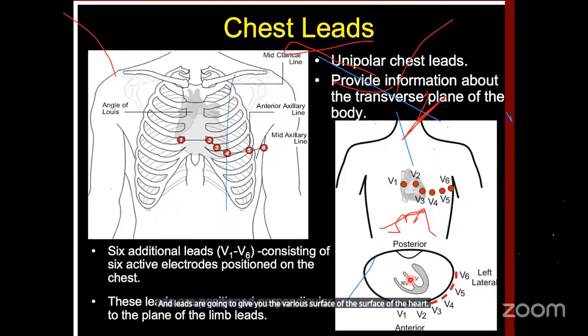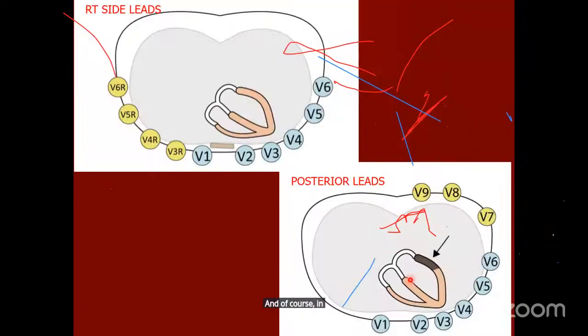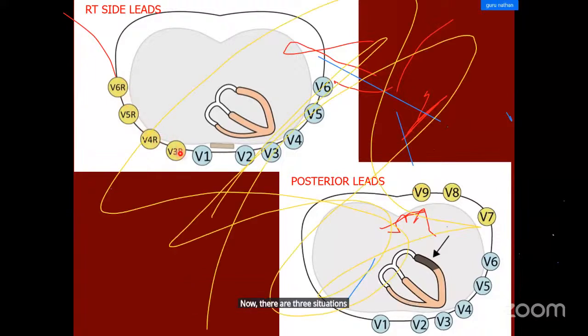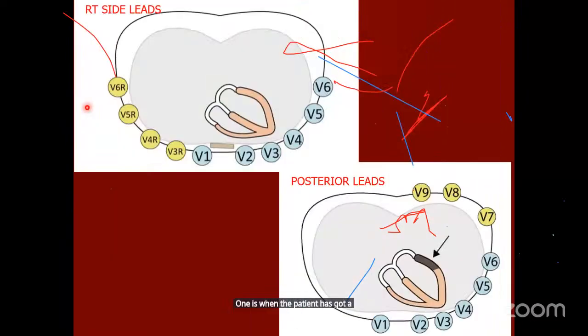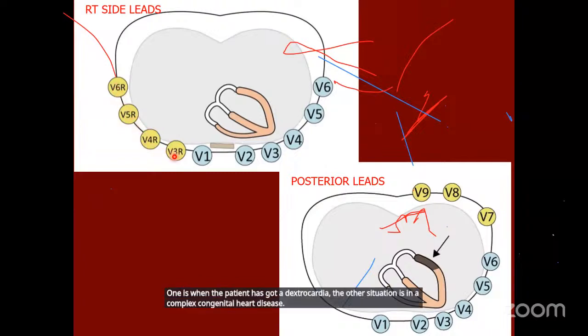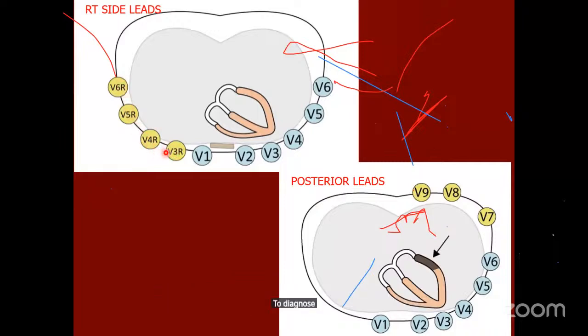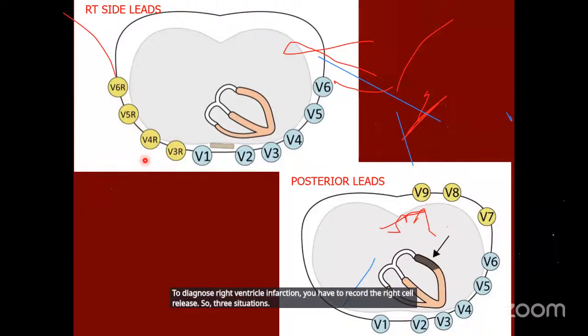And of course, in certain situations, you have to record the right-sided leads. There are three situations. One is when the patient has dextrocardia. The other situation is in a complex congenital heart disease. And whenever the patient has an inferior infarction, to diagnose right ventricular infarction, you have to record the right-sided leads. So, three situations where you have to record the right-sided leads.